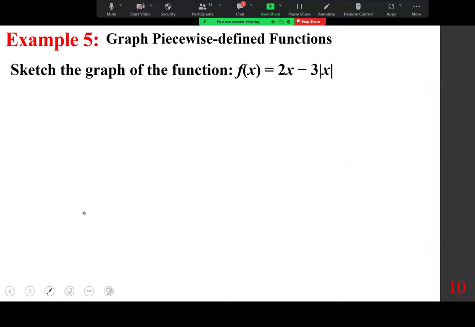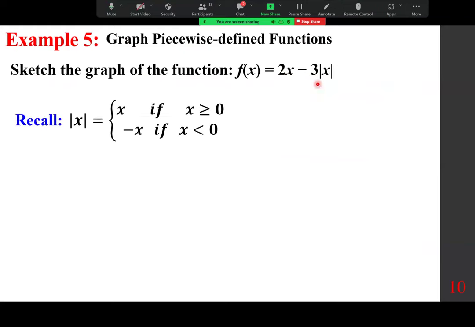Graph piecewise defined functions. Sketch the graph of the function f of x equals 2x minus 3 times the absolute value of x. First, I want to remind you about the absolute value of x. You remember it's distance from zero. Therefore, absolute value of x is x if x is greater than or equal to zero. Absolute value of x is minus x if x is less than zero.